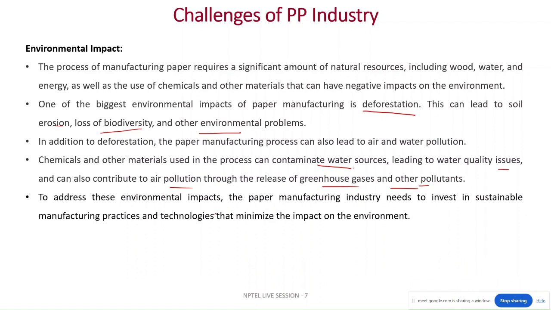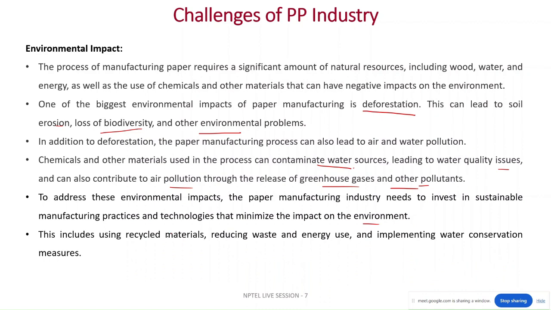To address these environmental impacts, the paper manufacturing industry needs to invest in sustainable manufacturing practices and technologies to minimize the impact on the environment, so that it can process its own waste, so that there is minimum impact on the environment. This includes recycling of the material, reducing waste generation, reducing energy consumption, and implementing water conservation measures.